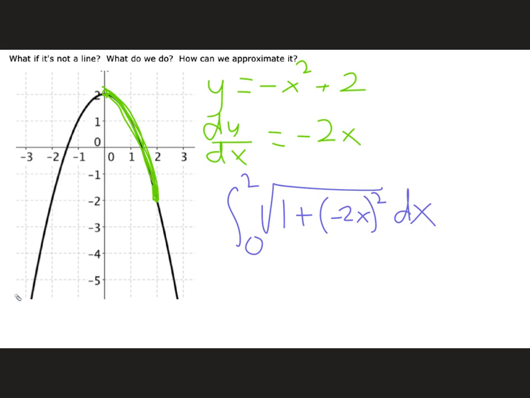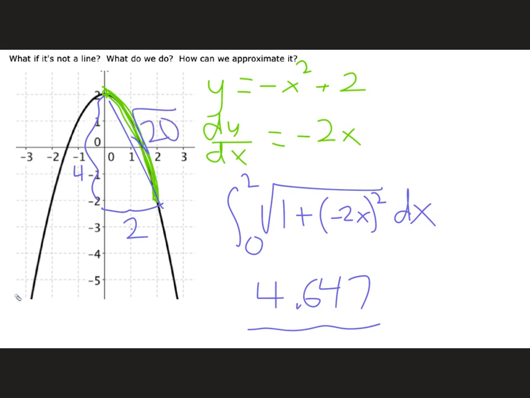So if we do 1 plus 4x squared inside a square root, I typed 3. From 0 to 2, I get 4.647, I'll call it, as my approximate length. We could see if we're in the ballpark, right? This is 4 and this is 2, so 4 and 2. That'll make 16 and 4, which is the square root of 20. So somewhere between 4 and 5, closer to 5. Sure, that makes some sense.